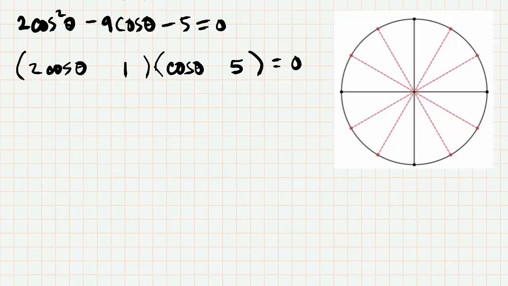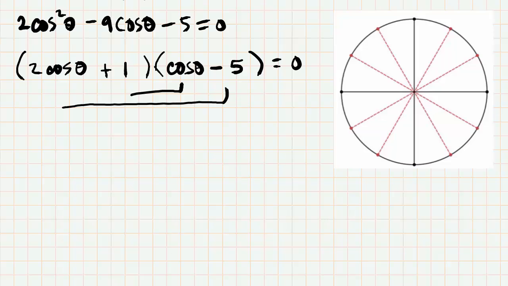Now I need a minus 5 and I need a negative 9 in the middle. So I'm going to put the negative here and the positive here, and that will in fact work. The last is negative 5. The inner is plus 1 cosine, and the outer is minus 10 cosine, and so that will add to minus 9 cosine. So that's good.